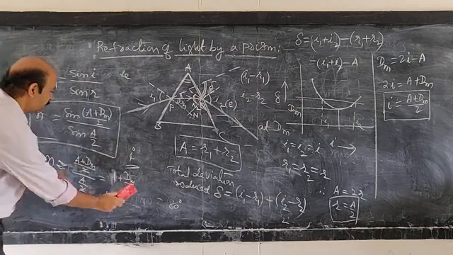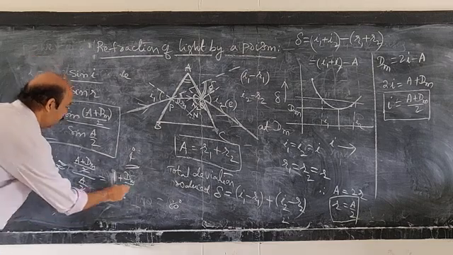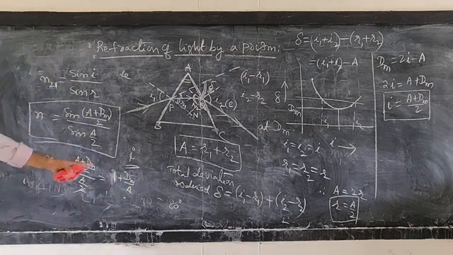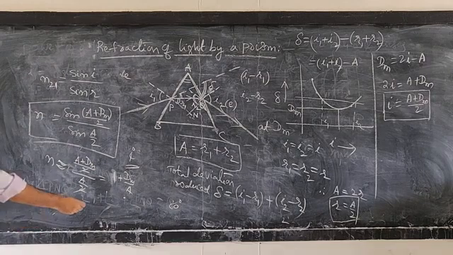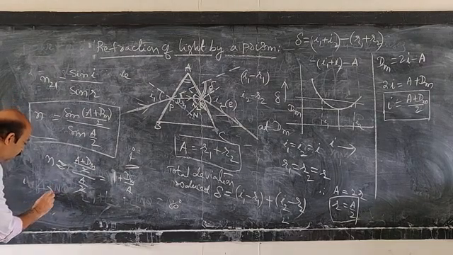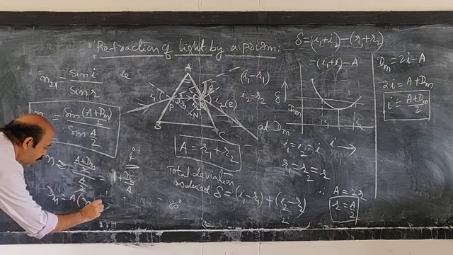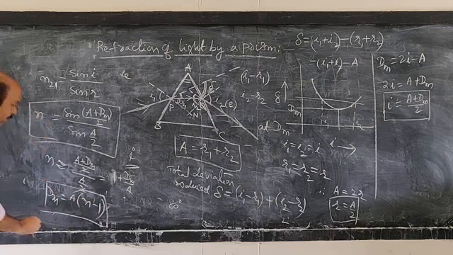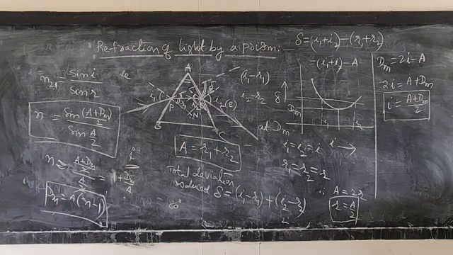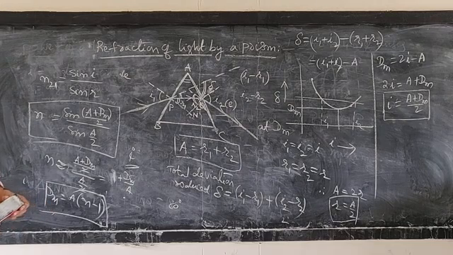Sorry. So that 2 gets cancelled, and n is equal to 1 plus dm by A. So therefore dm is equal to A into (n minus 1). So dm is equal to A into (n minus 1). That is the formula for angle of deviation in case of small angle prisms.